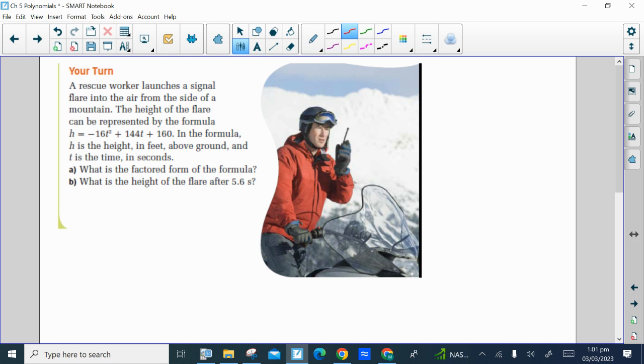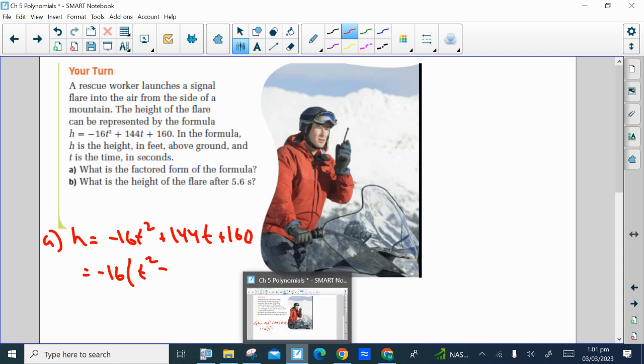So the flare follows a path that is defined by that equation. Once again, we want to know what the equation is in factored form. So I'll start by rewriting it. We will factor this by taking out a common factor of negative 16. All three terms are divisible by negative 16. So you'll get t squared. Because we're dividing each term by a negative value, all the signs are going to change. And 144 positive divided by negative 16, I think, is negative 9.